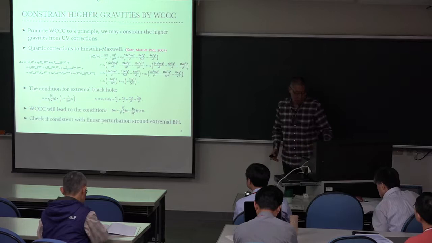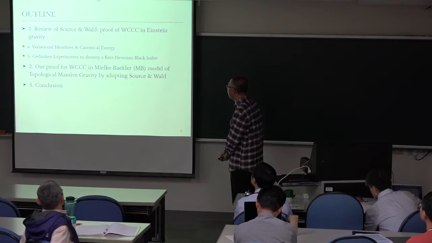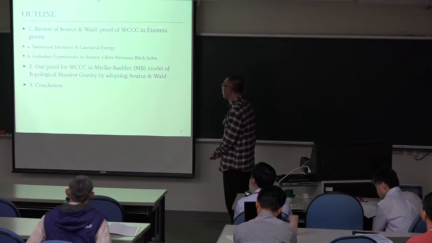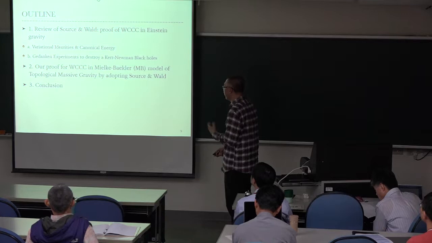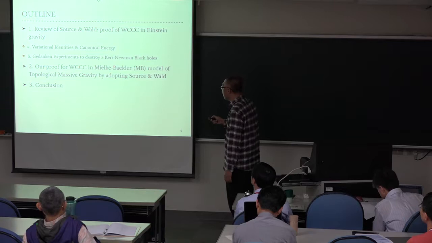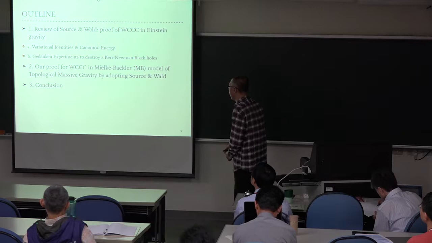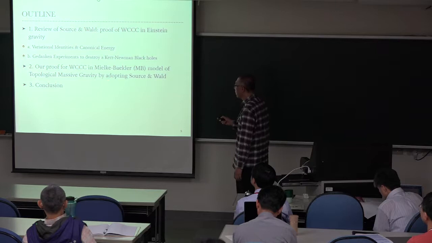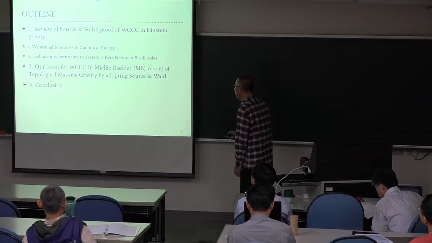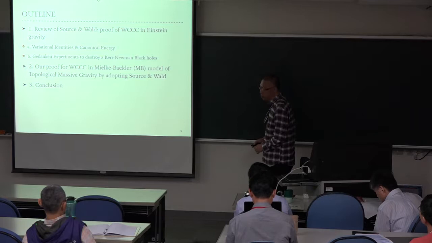So I will quickly review the Sorce and Wald method. We need to introduce the linear perturbation and the second order perturbation to define the canonical energy, which is basically associated with the flux going through the black hole. And then we can use this kind of identity or inequality to perform the gedanken experiment to try to destroy the Kerr-Newman black hole. And then we apply this procedure to the three-dimensional topological gravity. And then we check that in the cases we checked, they all satisfy the weak cosmic censorship. And then we conclude.